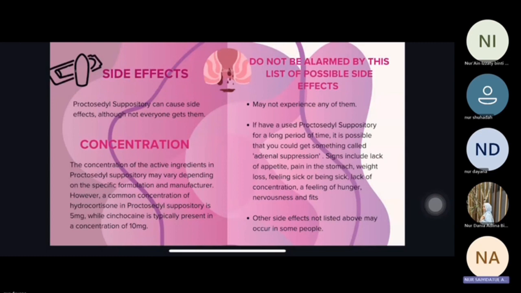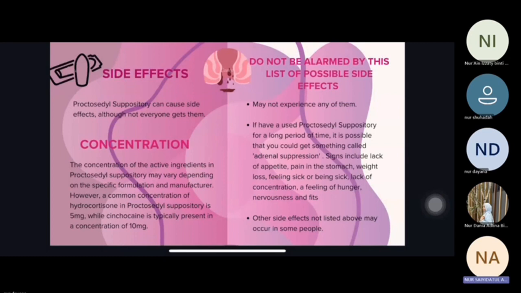Side effects: Proctoxide suppository can cause side effects, although not everyone gets them. Concentration used: the concentration of the active ingredients in Proctoxide suppository may vary depending on the specific formulation and manufacturer. However, a common concentration of hydrocortisone in Proctoxide suppository is 5 mg, while cinchocaine is typically present in a concentration of 10 mg. Do not be alarmed by the list of possible side effects.